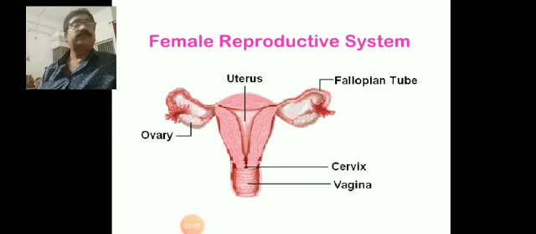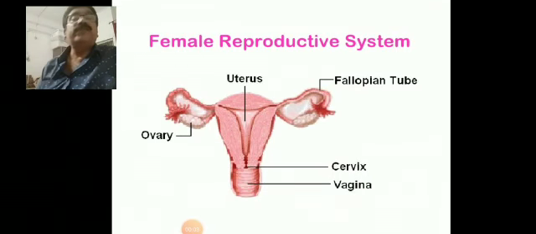Hello students, let us start today with the female reproductive system. In females, there is a pair of ovaries which are embedded inside, and as you can see, the uterus is in between, and it contains the cervix and the vagina.